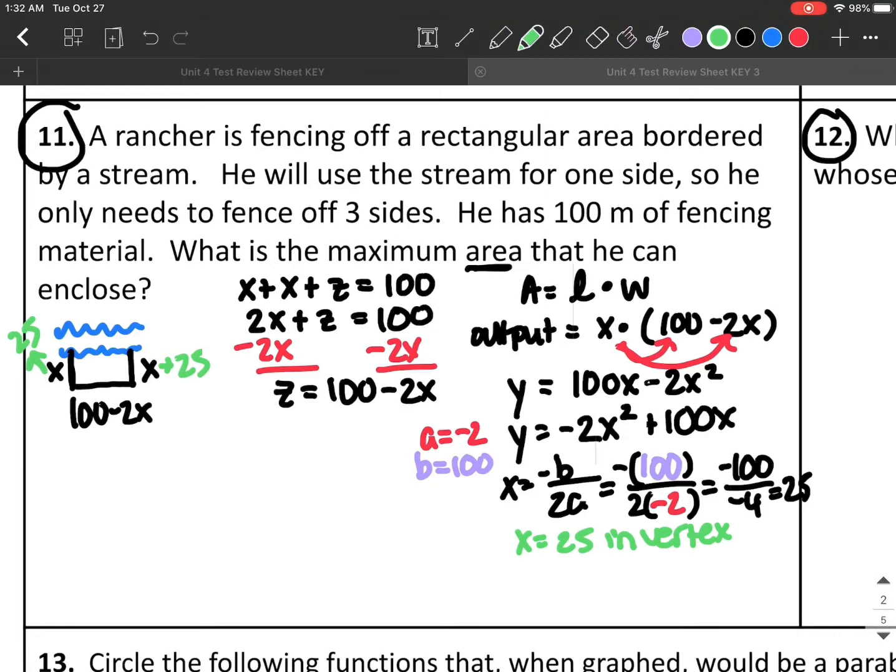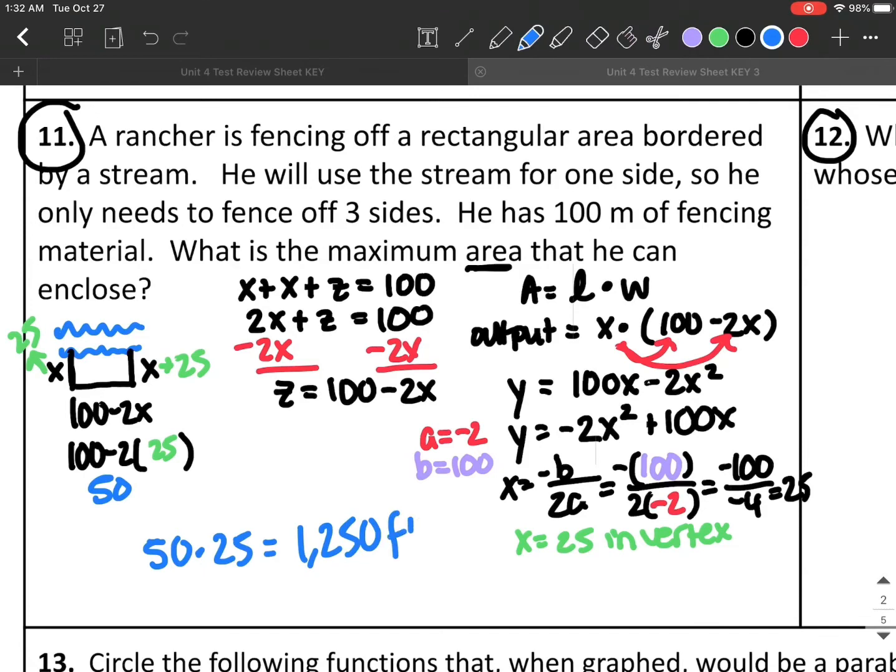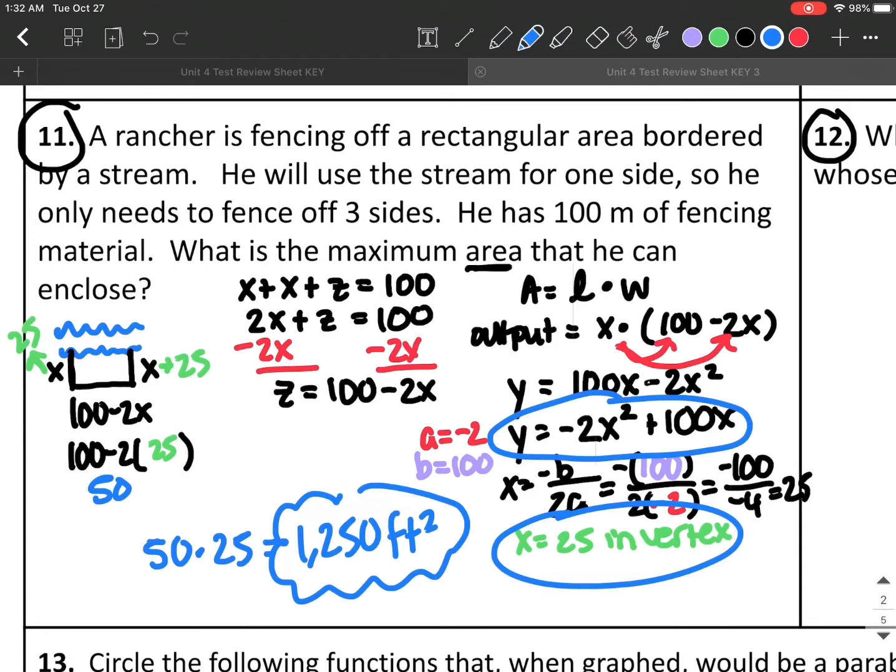So the two side lengths here are 25 and 25. You could figure out what this side length is by just plugging 25 into that expression. So I have 100 minus 2 times 25, which gives me that this side is going to be 50. So the max area is 50 times 25, which is 1,250. So that's 1,250 feet squared. And you could have also taken this x and plugged it into this equation that we wrote to see what your y was. You could do whatever you want for that.